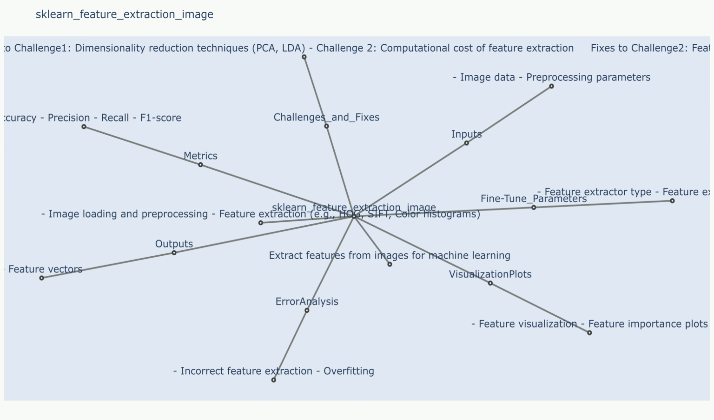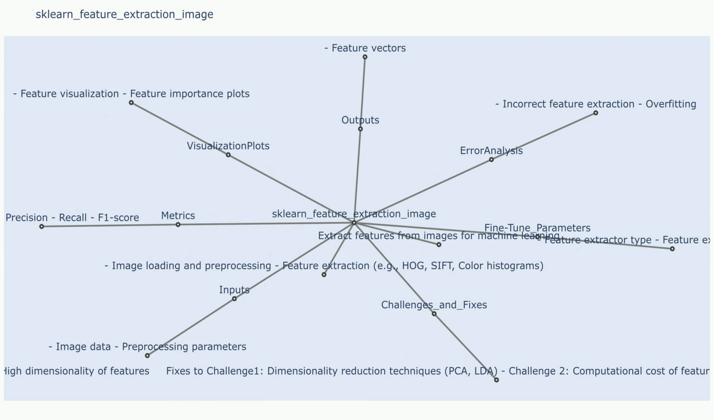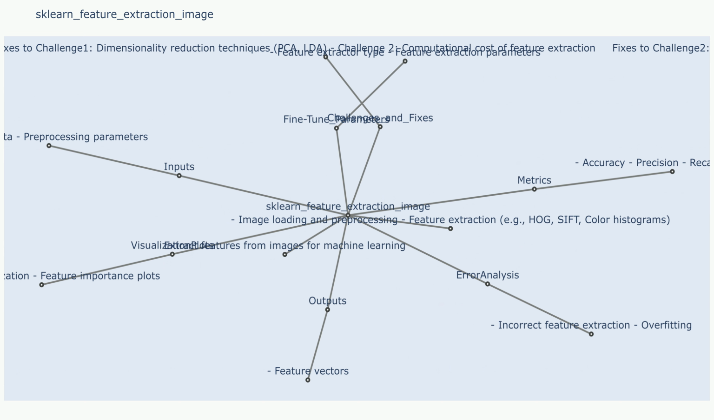Fixes to challenge 2. Optimized implementations: utilize libraries like OpenCV or scikit-image that provide optimized implementations of feature extraction algorithms for speed and efficiency. Parallelization: leverage multi-core processors or GPUs to parallelize the computation of feature extraction, reducing overall processing time. Feature caching: store pre-computed features for frequently used images, reducing the need for repeated extraction.